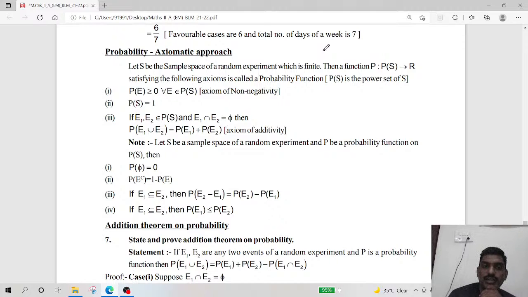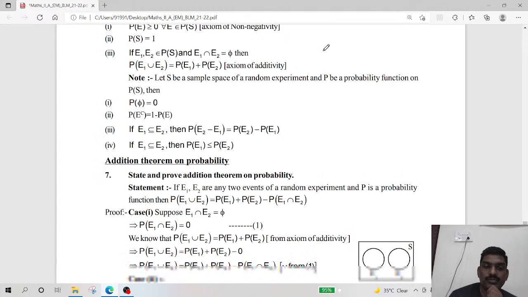And P of E1 union E2 is equal to P of E1 plus P of E2, because here E1 intersection E2 is equal to phi; there are no common elements between E1 and E2. Next, P of phi is equal to 0. P of E complement is equal to 1 minus P of E. If E1 is a subset of E2, then P of E2 minus E1 is equal to P of E2 minus P of E1. If E1 is a subset of E2, then P of E1 is less than or equal to P of E2.